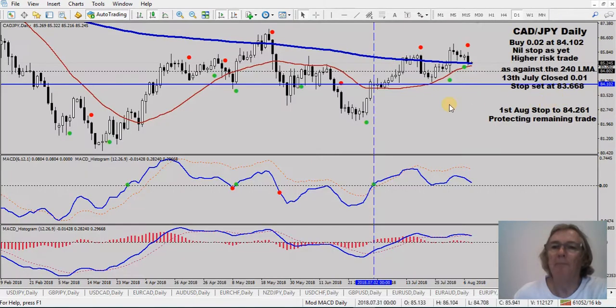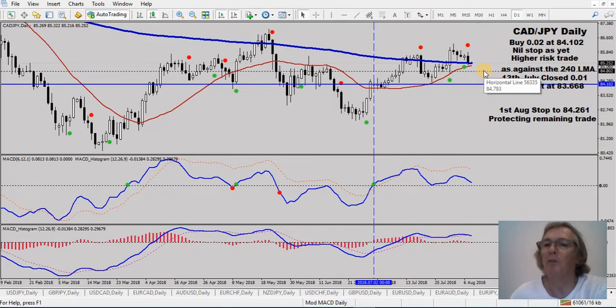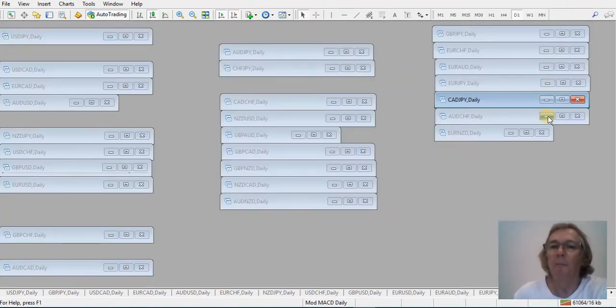CAD Yen, I'm in a buy from way back here. It still looks like, you can see there's divergence here. Look at higher prices, higher highs in the price, lower highs on the fast MACD, and probably the standard MACD, you could say the same. So all I've done is jam my stop up tighter on the buy. Already closed half, so I'm just locking a bit of profit here. Stops up to 84,802. That's the CAD Yen.